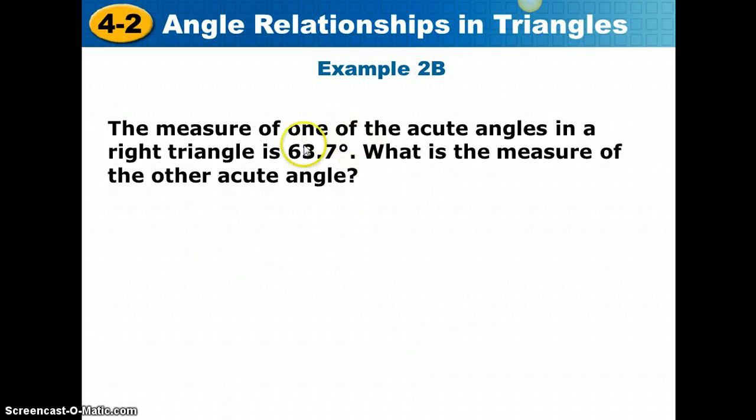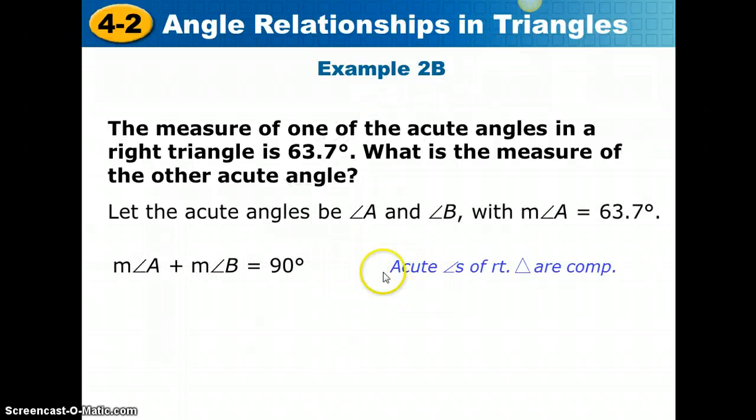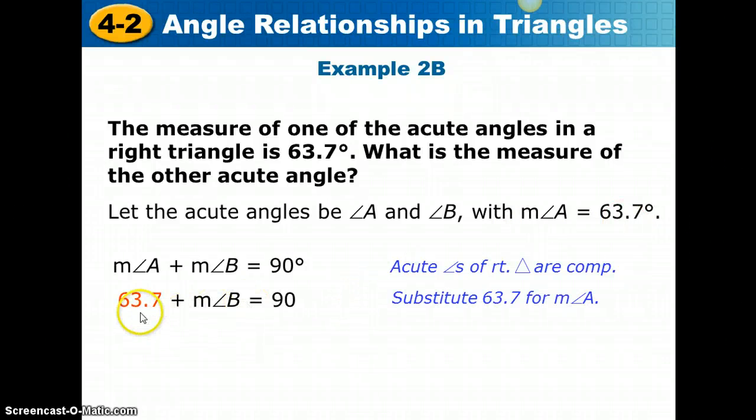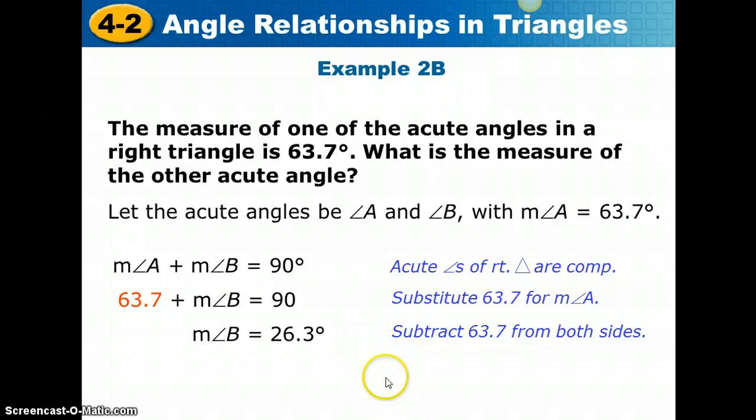So for part B, we actually have a real number expression for one of the acute angles. We can set that up the same way, saying that the measure of angle A plus the measure of angle B equals 90. We are going to let the measure of angle A be represented as 63.7. And so we take that away from 90, and the measure of angle B is 26.3 degrees.